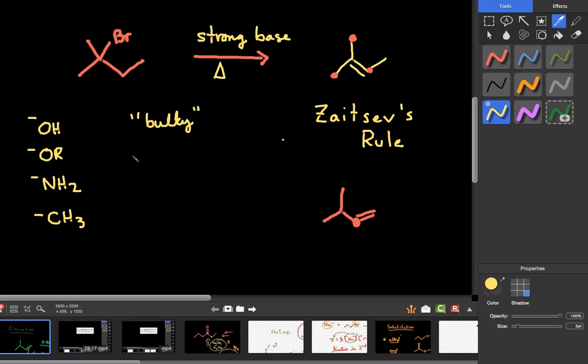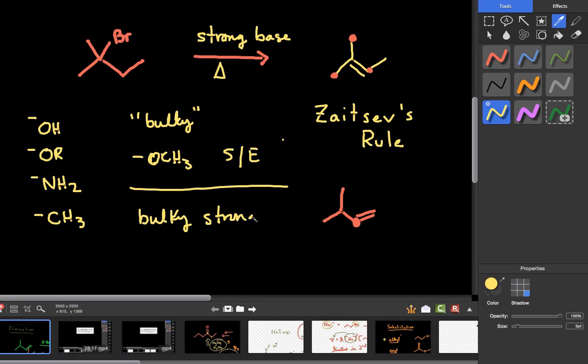So while methoxide is suitably strong, it has a limitation in that it's not very bulky, which means it can act as a nucleophile. And if it can act as a nucleophile, then you're going to have substitution product that's formed and you'll have elimination product that's formed. If we want to favor elimination solely, we want a bulky, strong base.